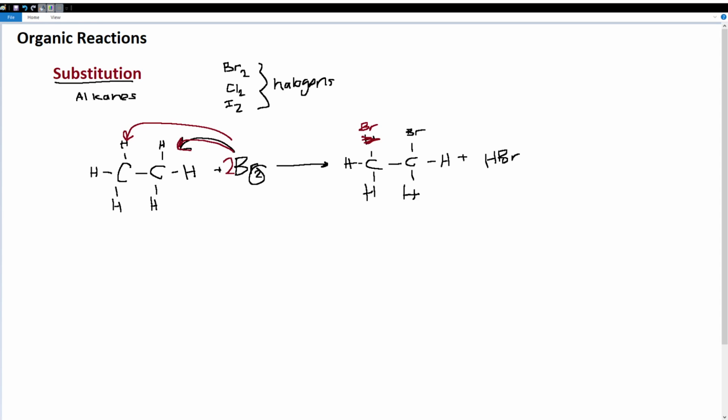And since we have a total of 4 bromines, which is just the coefficient times the subscript, and we substituted 2 in and 2 hydrogens came off, that means that we have 2 bromines left and 2 hydrogens that came off. So this coefficient would also be 2, because you have 2 hydrogens that came off from these 2, and you have 2 bromines left from the 4 that you originally had. And that's substitution. Once again, only for alkanes.